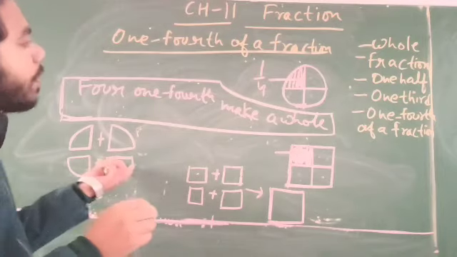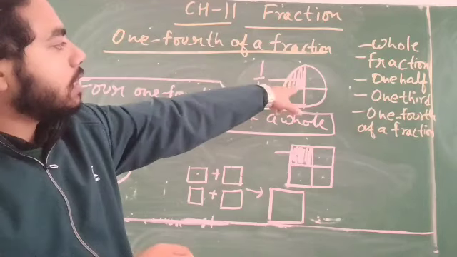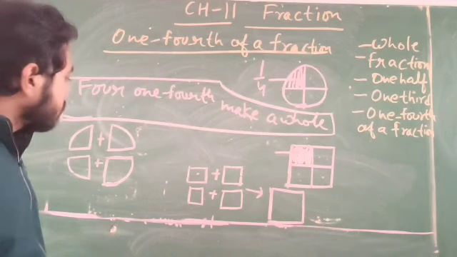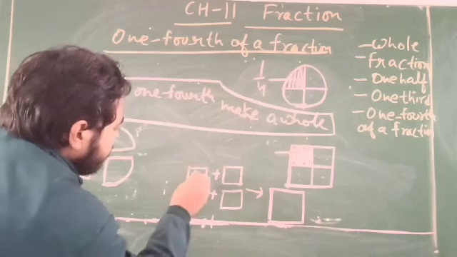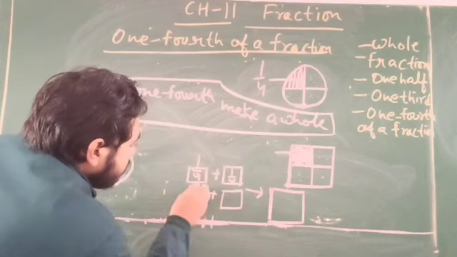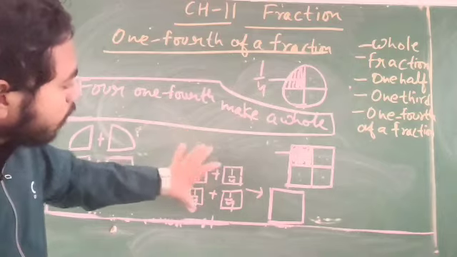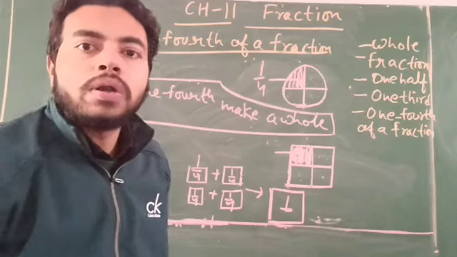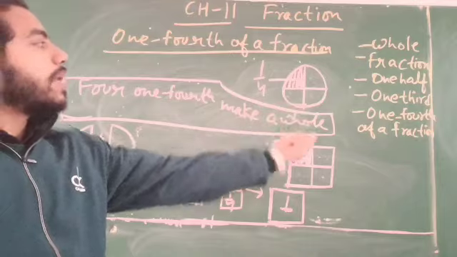If we add these all 4 parts, we get our original circle. So if that is 1/4, this is also 1/4, this is also 1/4, this is also 1/4. So if 4 times we add 1/4, we get a whole. It means 4 1/4 make a whole.